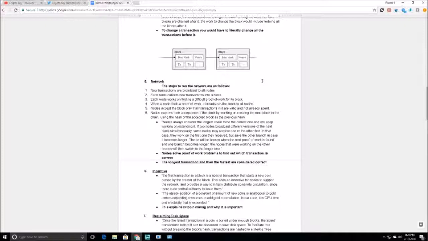So basically what this is saying is nodes solve proof of work problems, or like mentioned earlier, very complicated algorithms, to find out which transaction is correct. And the longest chain, and the transaction that reaches the overall nodes the fastest, is then considered the correct transaction amount.